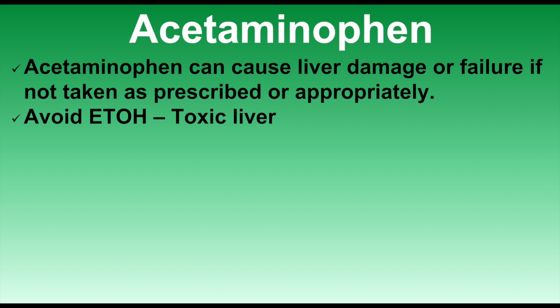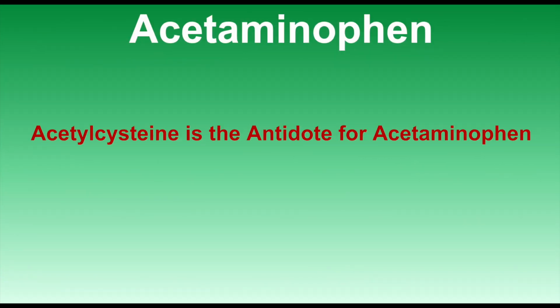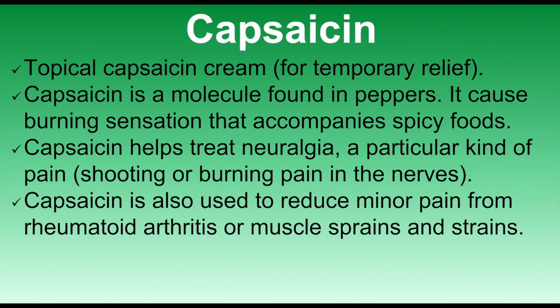Acetaminophen can cause liver damage or failure if not taken as prescribed or appropriately. So you have to avoid alcohol, as that can lead to a toxic liver. Acetylcysteine is the antidote for acetaminophen. Topical capsaicin cream is used for temporary treatment for external use. Capsaicin helps treat neuralgia, a particular kind of pain, shooting pain or burning pain in the nerves. Capsaicin is also used to treat minor pain from rheumatoid arthritis or muscle sprains and strains. These are the drugs which we use for the treatment of pain.